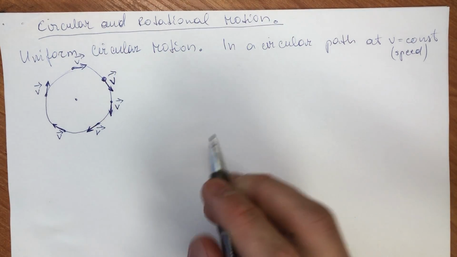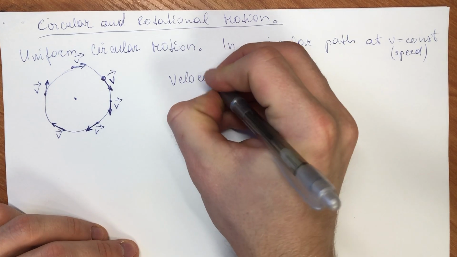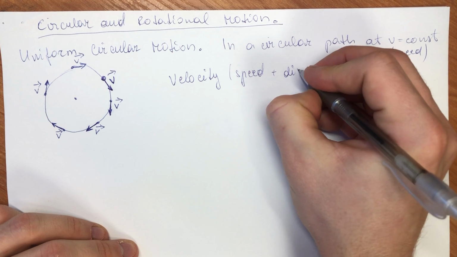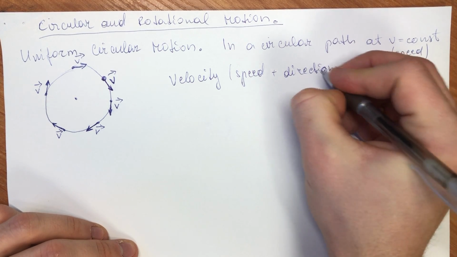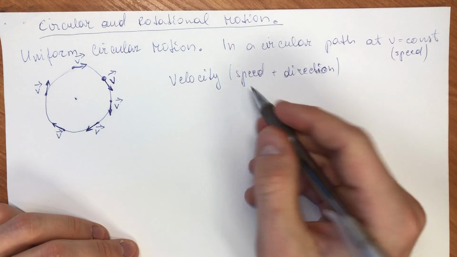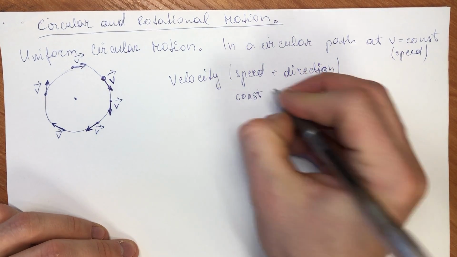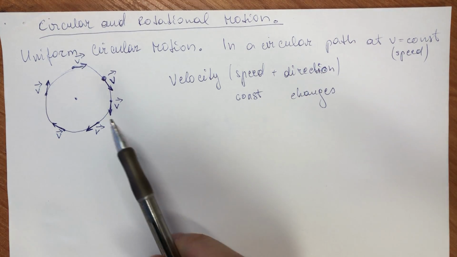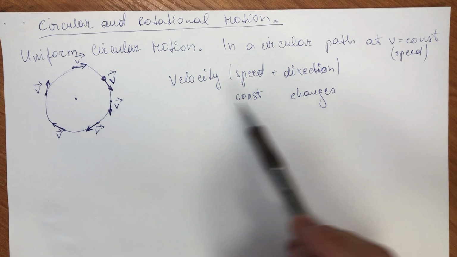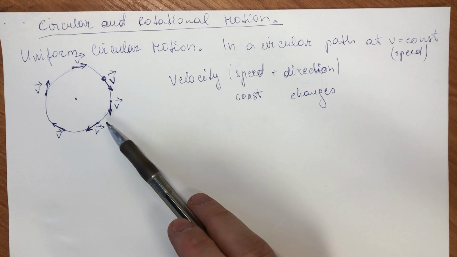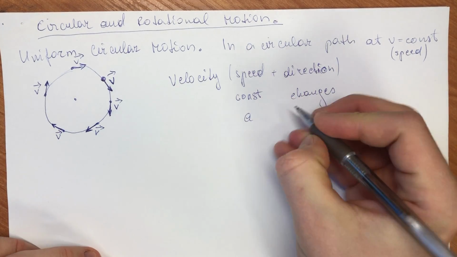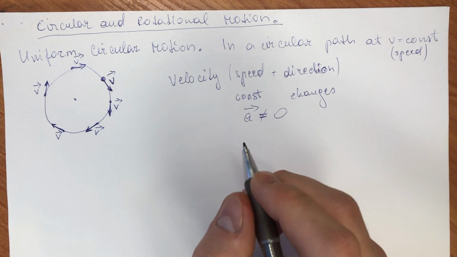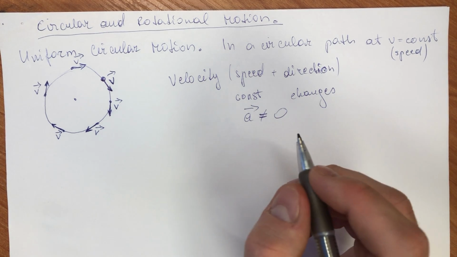So you see that velocity, as you remember, is speed and direction. Here it is moving with constant speed, but direction changes. Although it's moving with constant speed, the direction of the velocity vector changes, therefore acceleration is not equal to 0. There has to be some kind of acceleration.